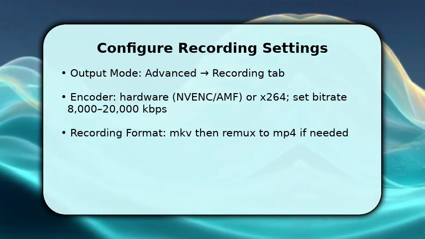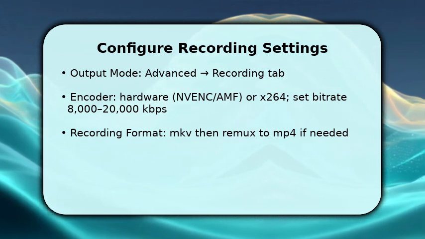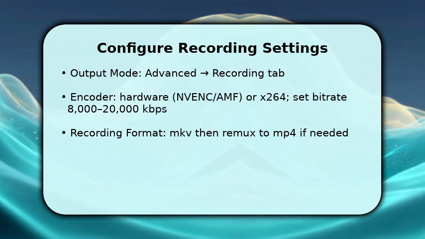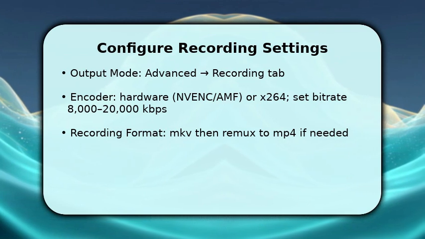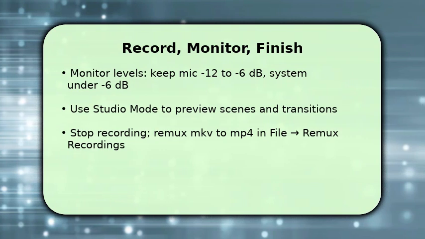Select MKV as the recording format to avoid data loss on crashes, and set CPU preset to VeryFast or faster for general use. Also configure audio tracks and sync offset if needed. You're ready to record. Press start recording and watch audio meters.